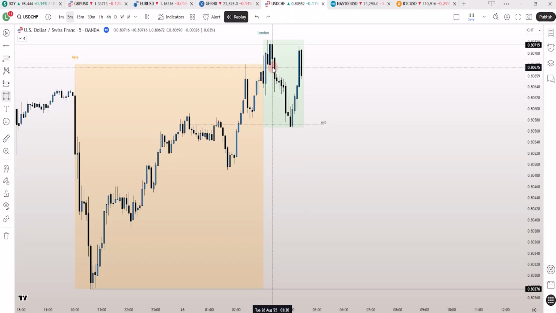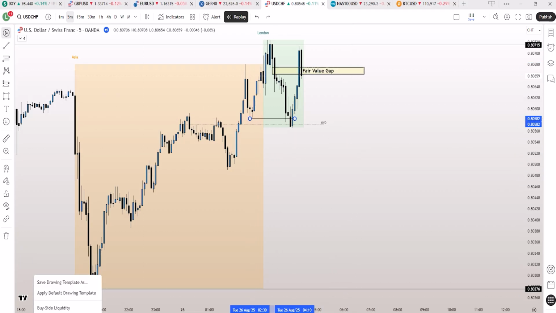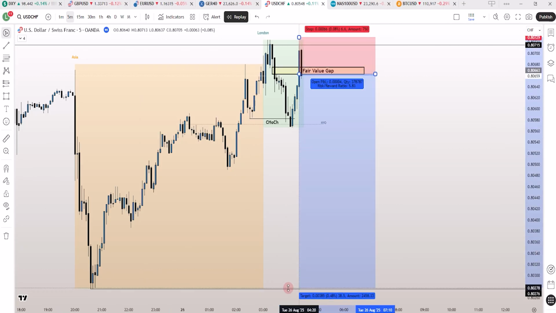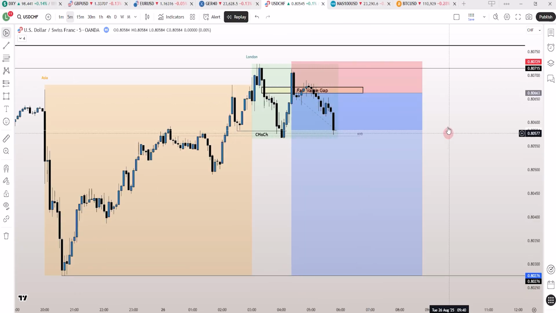I switch to 5 minutes and see a downward change in structure and the formation of a fresh fair value gap. The plan is simple. Enter on the return to this fair value gap, stop behind the sweep tail, behind the London high, target the nearest liquidity pool of the Asian session. In fact, it turned out to be about 1.6.